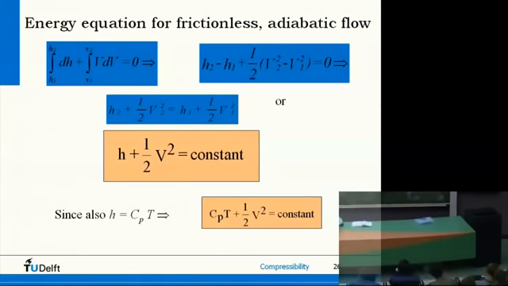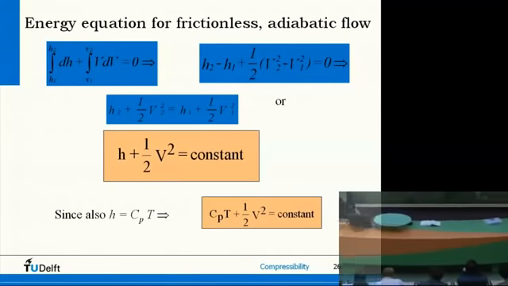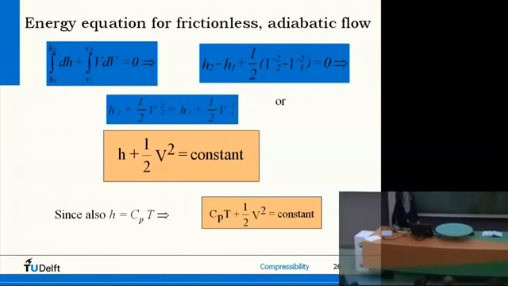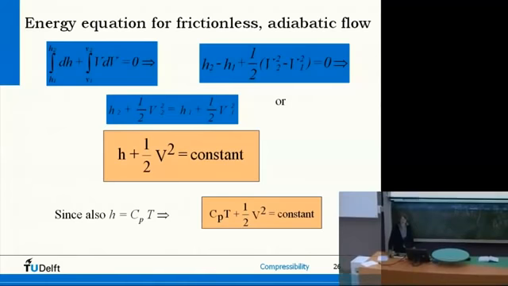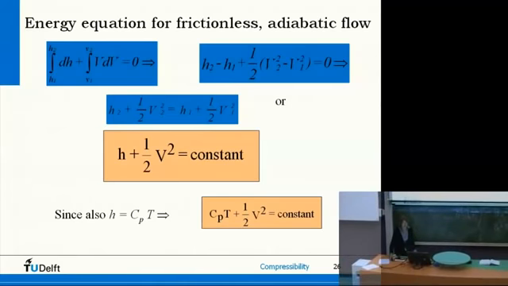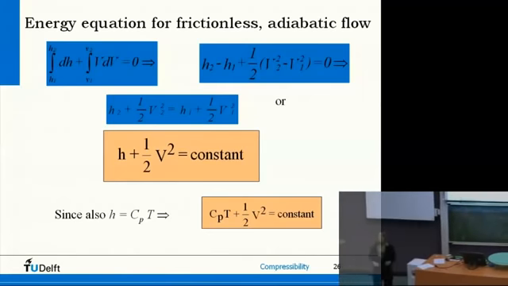Half V squared plus h is constant. Because if you collect all the 2's on one side and all the 1's on the other, I get h2 plus a half V2 squared is h1 plus half V1 squared. So h plus a half V squared is constant. And then h is cp T, so cp T plus a half V squared is constant. What is this constant equal to? Oh, question.